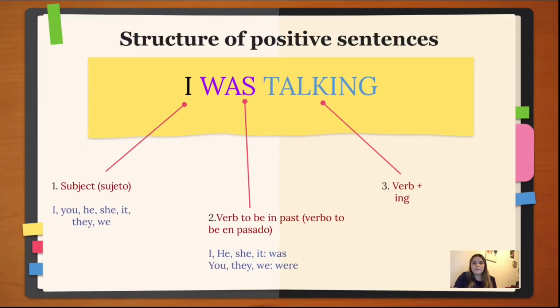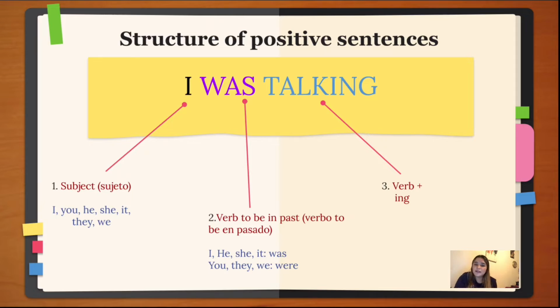The structure of positive sentences in past progressive is conformed by three elements. The first one is the subject, the second one is the verb to be in past, and the third one is the verb. The first one, the subject. The subject is the person that is doing the action. It could be I, you, he, she, it, they, we.